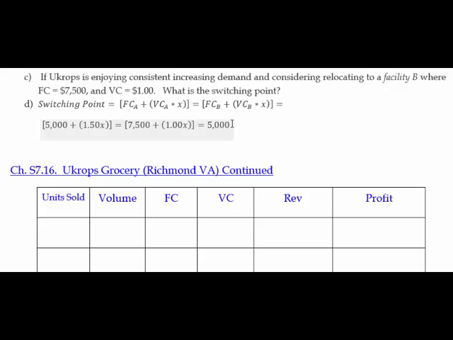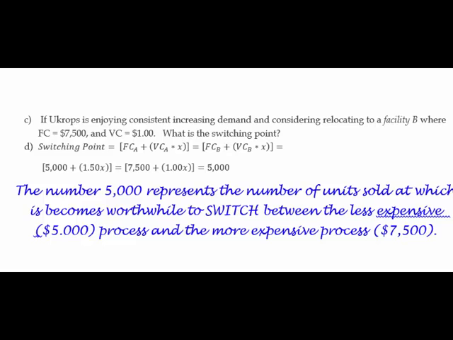And we can graphically depict this as well. But first, I want to write out for you the interpretation of this 5,000. So the number 5,000 represents the number of units sold at which it becomes worthwhile to switch between the less expensive $5,000 process, I think I wrote $5, but I meant $5,000 process, and the more expensive process of 7,500. So that's what this 5,000 right here is representing. The 5,000 represents the switching point.